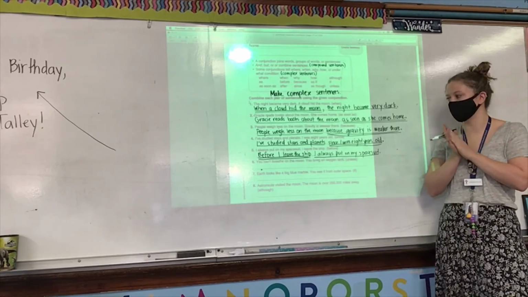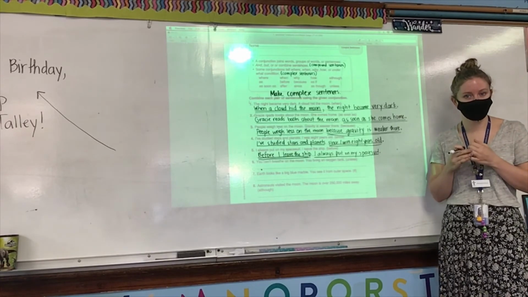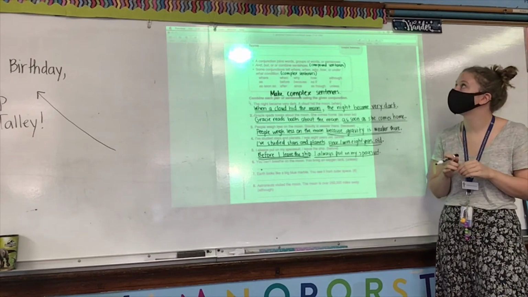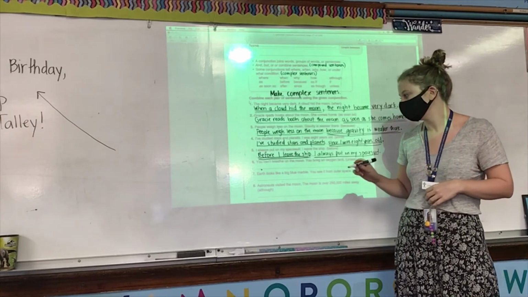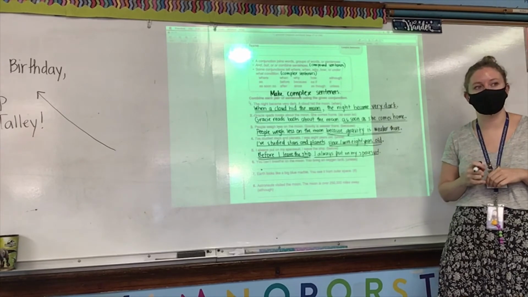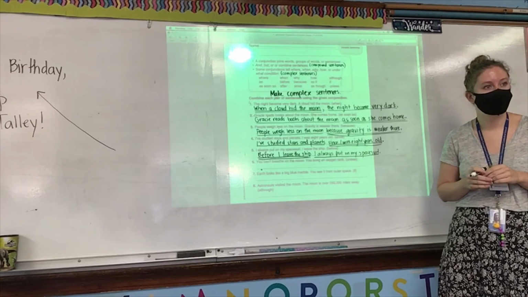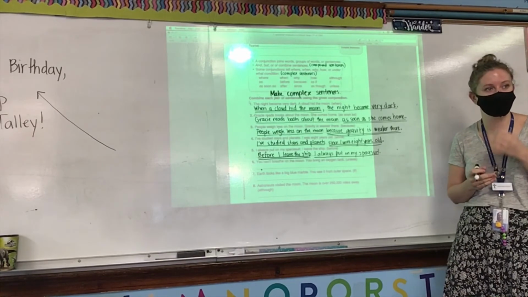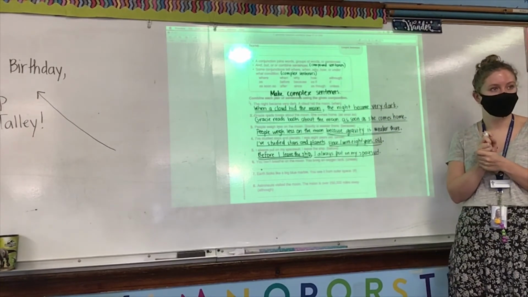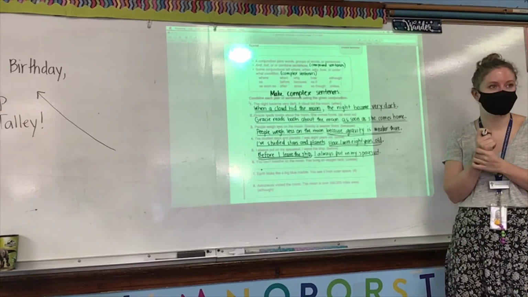Aaron, where do you put the comma in a complex sentence if the dependent clause comes first? The comma goes between the predicate of the dependent clause and the subject of the independent clause. Good, so what's the predicate of the dependent clause? Just the action. Leave the ship. And what's the subject of the independent clause? So who's doing the action in the independent clause?